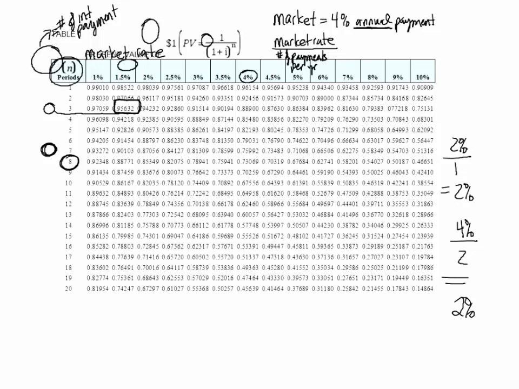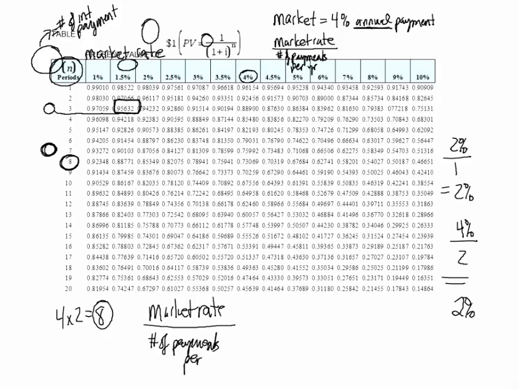So the N periods are the number of periods over the life of the bond, right? 4 years times 2 payments a year is 8. The interest rate, the market rate, is always the market rate divided by the number of payments per year. So now knowing that, what's the factor?